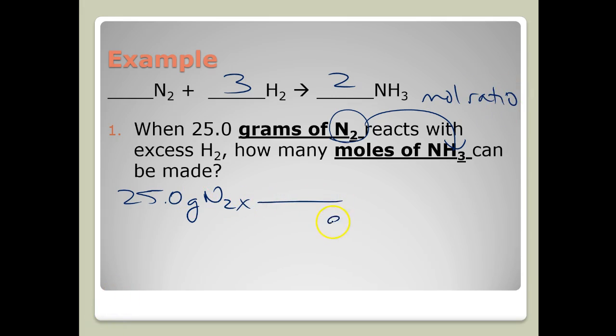So I'm going to put grams in the bottom, moles on top. We learned how to do this in Chapter 8. I always put a 1 by the word mole. And then I look up nitrogen. It's 28 grams. Grams cancels out.